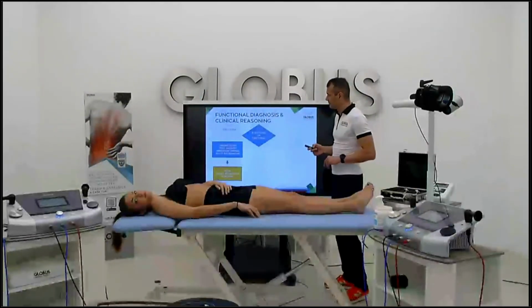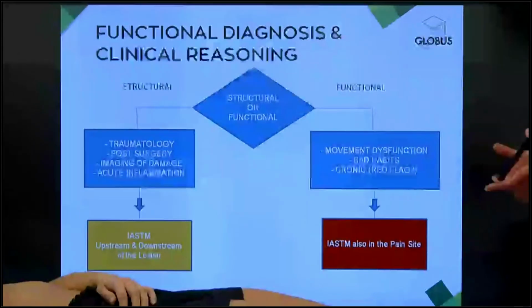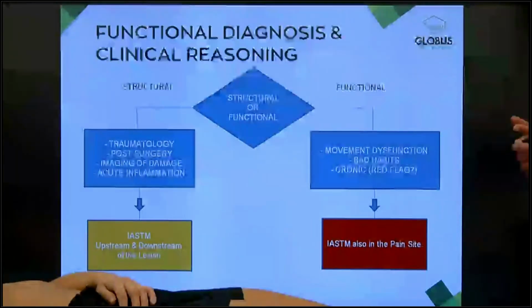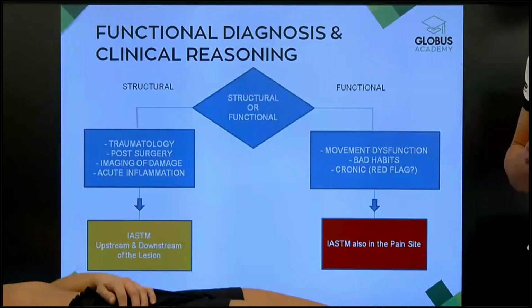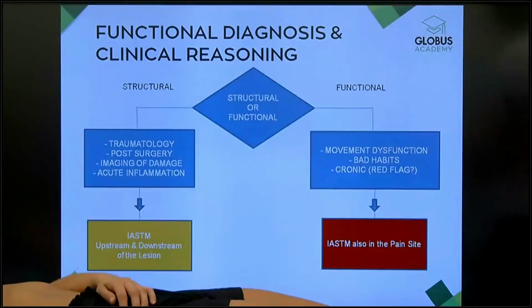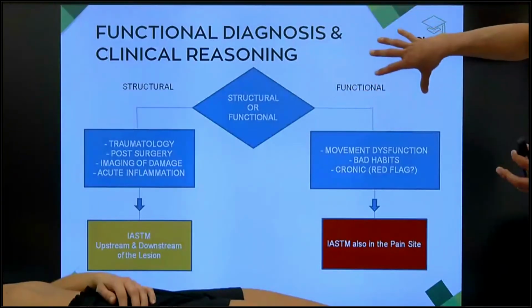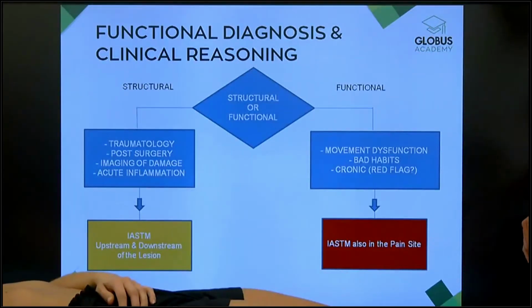Let's talk about the functional. On the other hand, we have the functional dysfunction, where we are talking about movement dysfunction, maybe something correlated with bad habits like bad postures or a bad lifestyle. We are not doing the proper movement. If we're talking about some sports, we are not able to throw correctly or catch the ball correctly. For example, volleyball players or tennis players, and we enter the functional, dysfunctional area. With this pathology, we can treat proximal, distal, and also on the pain side.